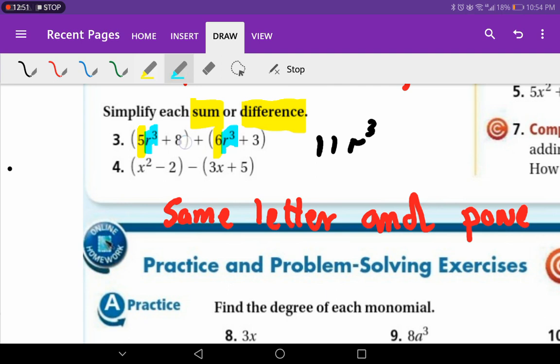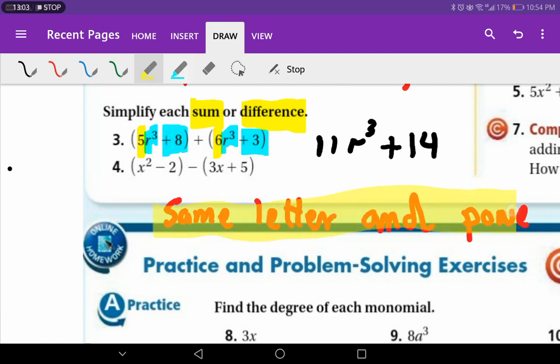Now the second part here, 8 plus 3 equals, I think it's 14. So it is positive 14, so I write plus 14. So what is our rule? Same letter and same power. I missed the R here. You can add in this case.